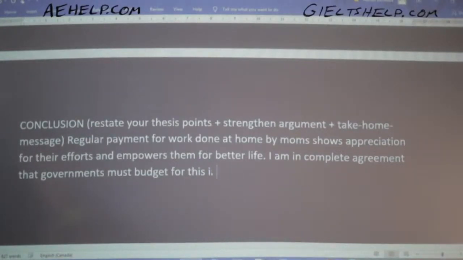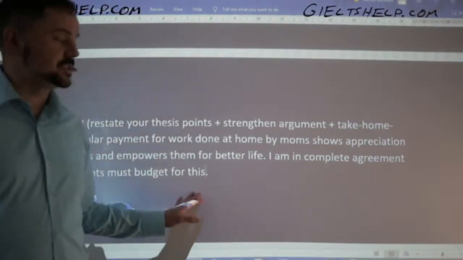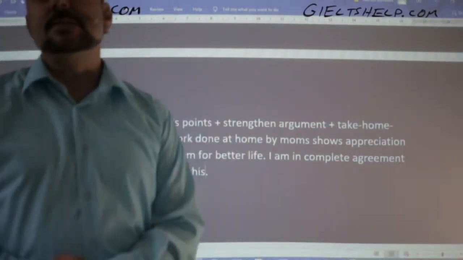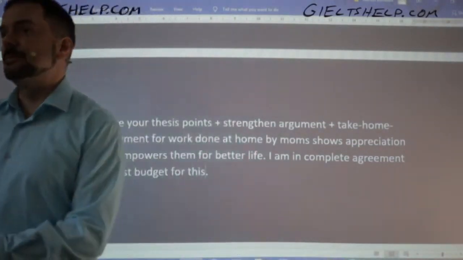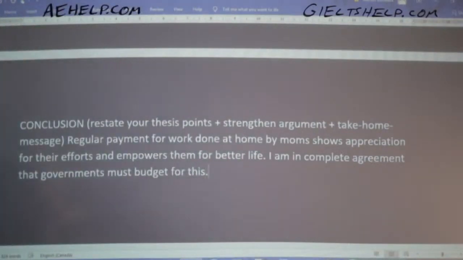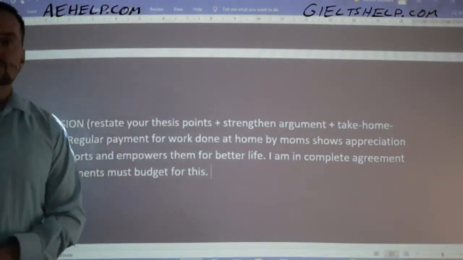Yeah, let's keep it simpler. So I am in complete agreement that governments must budget for this. Okay, so they have to include this in their spending, in their budget. All right, and then my take-home message.